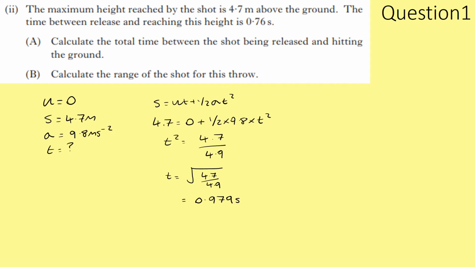So this is the time taken for the shot to get from its maximum height back to the ground. In order to get the total time, we need to add on the time it's taken for the shot to get to its maximum height. So that's the 0.76 seconds. So our total time is going to be equal to 0.98, we'll just round that to 2 decimal places, same as the 0.76, plus 0.76, giving us a total of 1.7 seconds, sticking with the same two significant figures.